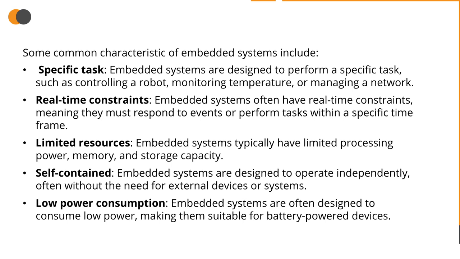Some common characteristics of embedded systems include specific task, real-time constraints, limited resources, self-contained, and low power consumption. In specific tasks, embedded systems are designed to perform a specific task, such as controlling a robot, monitoring temperature, or managing a network. As we know, we use TV remotes for a particular function, such as changing the channels or giving instructions to a TV.